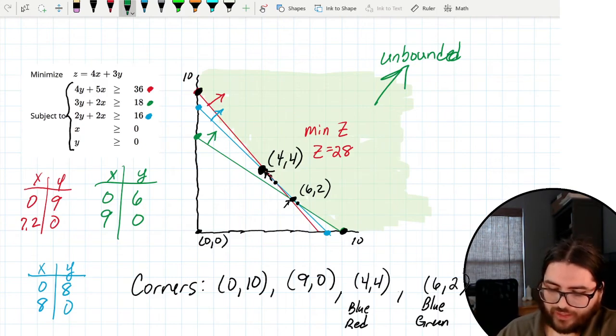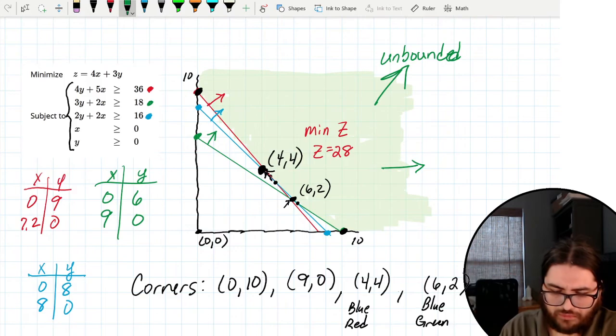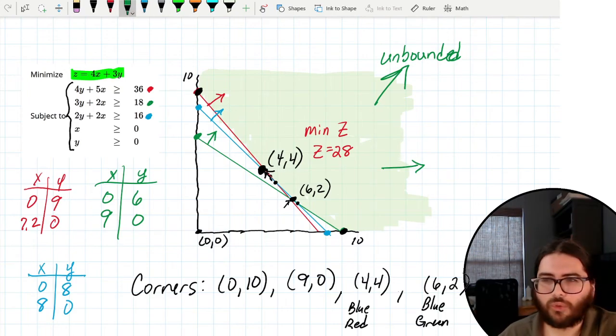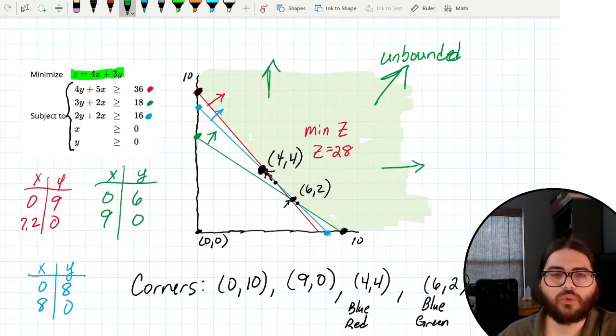I'm going to check, does increasing x forever lead to a better result? Right? Here's my objective function. Does increasing x forever lead to a better result? Not really, because I want the minimum value for z. No. Does increasing y forever lead to a better result? Not really, because 3 times a bigger and bigger number will just be bigger, and I want a smaller result. So I always need to check that it wouldn't be better to go out to infinity.